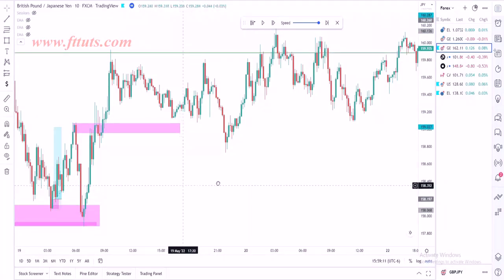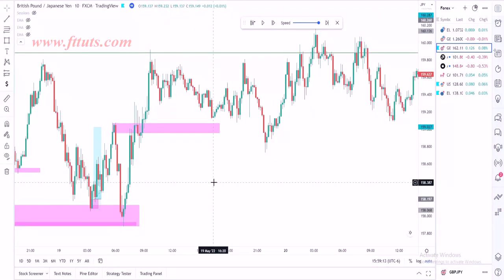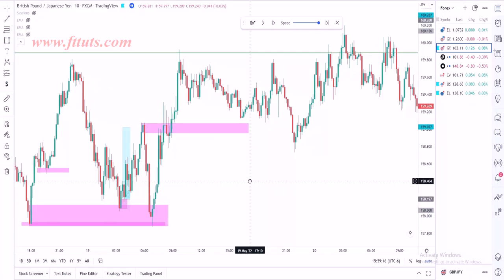Okay, but it is a very, very nice way to validate your trade, and it's really built into order blocks as well.